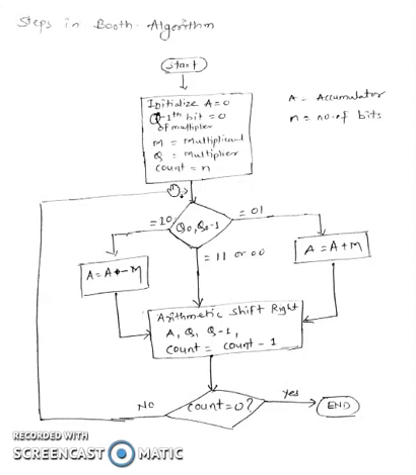We also require a count register to initialize, because we know how many bits are there in the multiplier, and that many times we have to add the multiplicand, and then we finalize the number of summands. So that's why count is required. So this is the initialization.